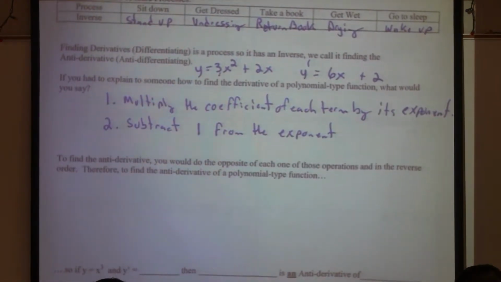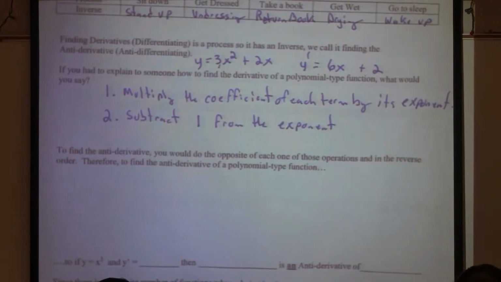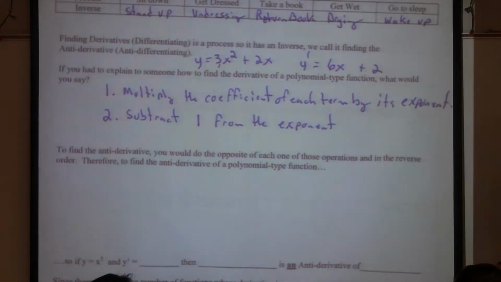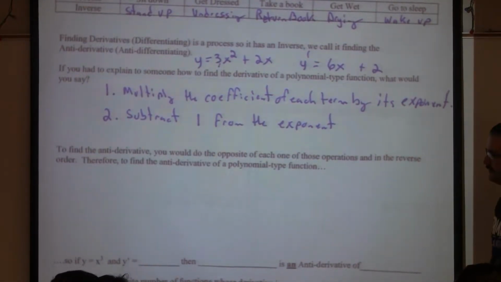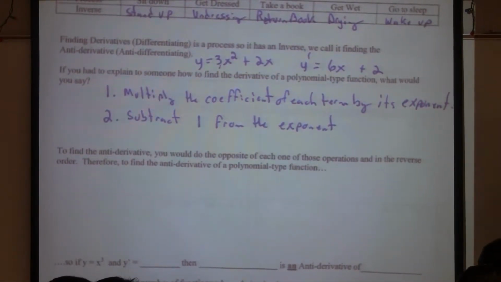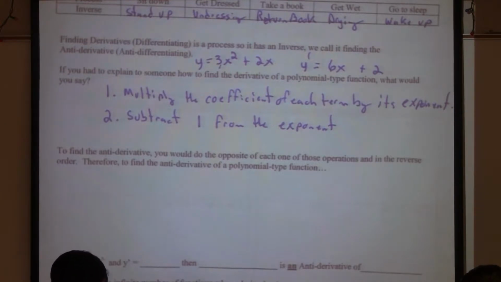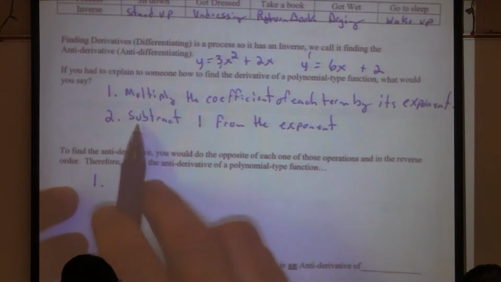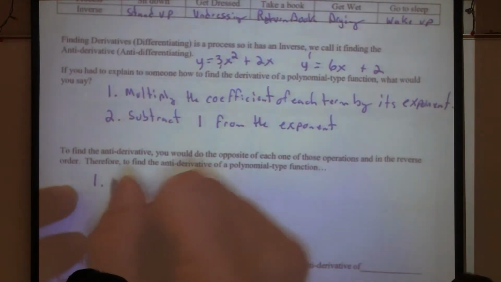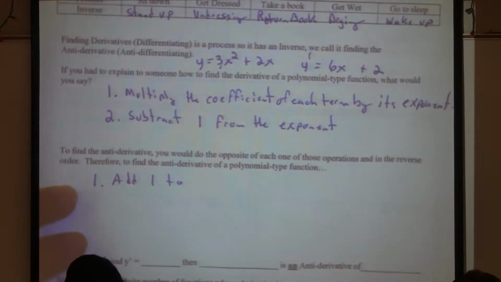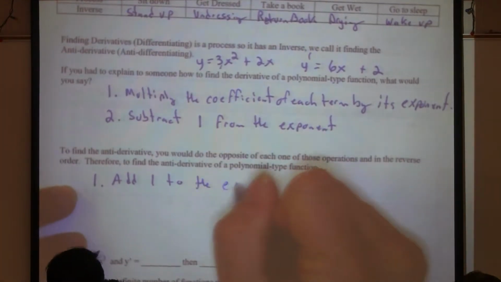Easy? Alright, so to find the antiderivative, you do the opposite of each one of those operations and in reverse order. Okay, so therefore, to find the antiderivative of a polynomial type function, what would we do? So we got to do the opposite of each one and in reverse order. So first, instead of subtracting 1, I would what? Add 1 to the exponent.